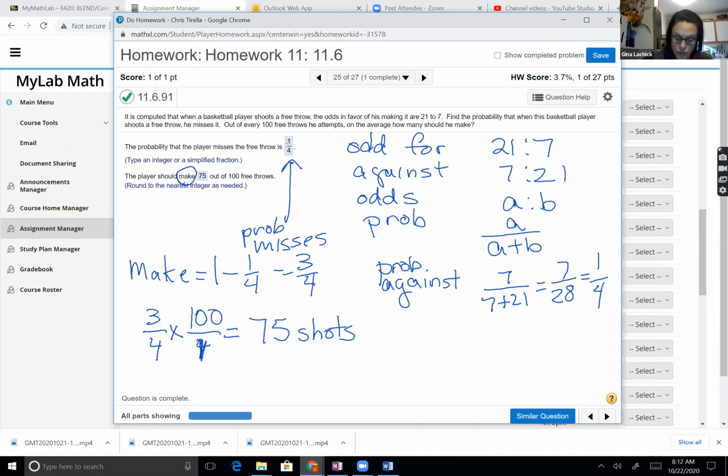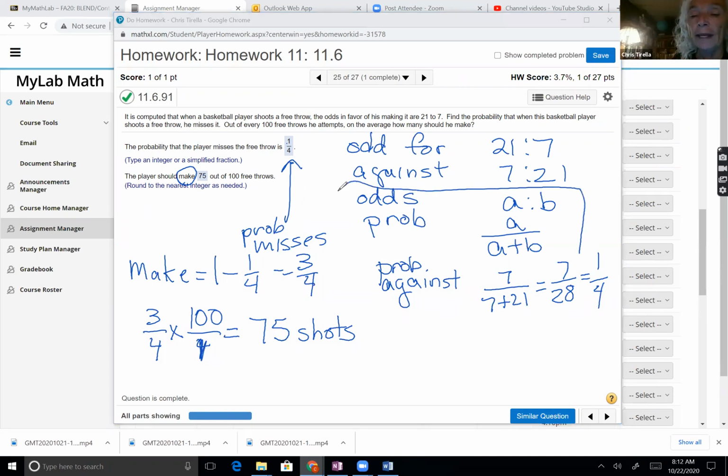Okay. So you started to say, when you have odds, can you finish the rest of that sentence? If the odds are some ratio A to B, the probability is the first number, A, over the sum of the two, A plus B. So it's A over A plus B. Okay.